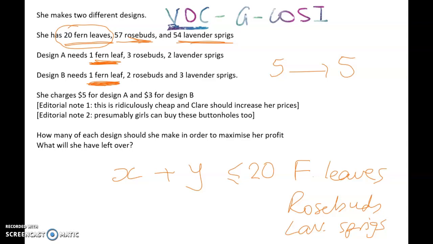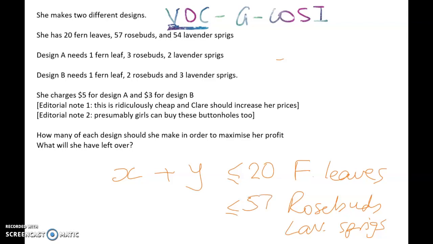Let's look at the rosebuds constraint. She has 57 of them. So we're going to have less than or equal to 57. But this time she uses up 3 rosebuds on design A and 2 on design B. So we'll have 3X plus 2Y.